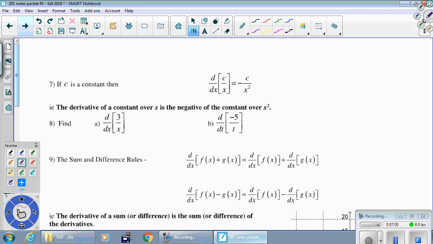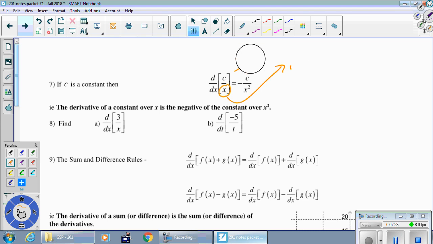Okay. If c is a constant, then the derivative of c over x is negative c over x squared. This is probably the first big surprise. If things were nice, then we would just say, okay, keep the c on the top and then take the derivative of whatever's on the bottom, and the derivative of x is just 1. But things are not so nice.